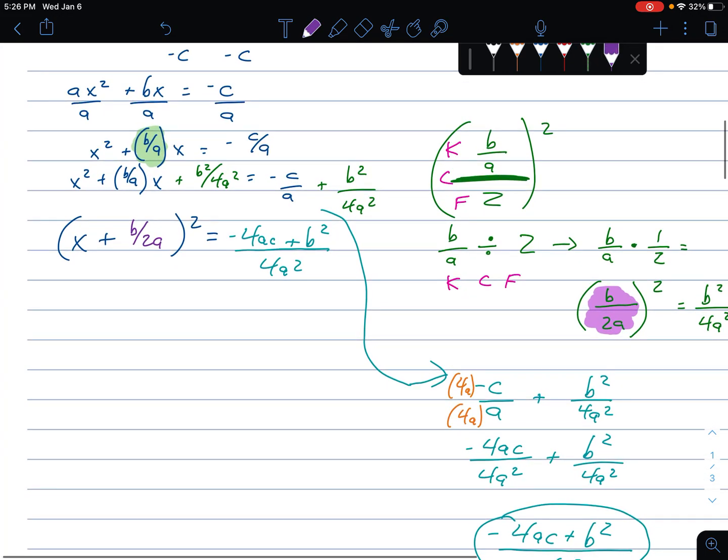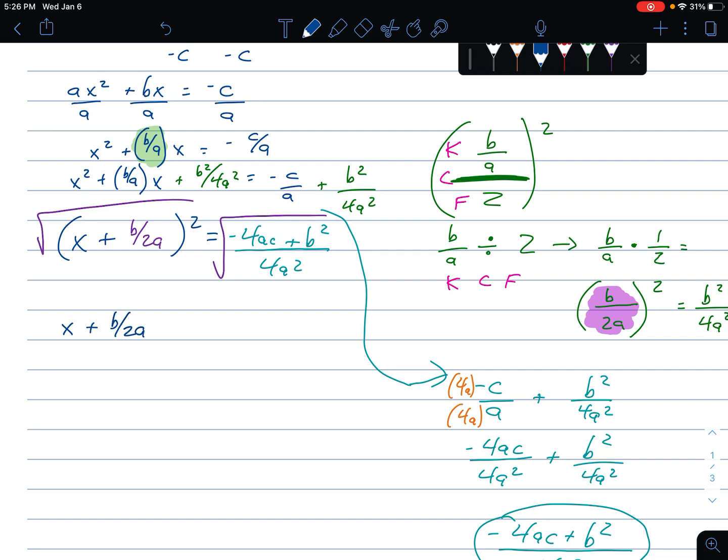Okay, now we do our regular steps from here. You're square rooting both sides, and you're wondering how this is going to come out nicely. Here's my x plus B over 2A. Square rooted both sides, so the square root and the squared cancel. Equal to, now we know when I have a square root and a fraction, I can split it up on top and bottom. Will that help me? I don't know. Here's my square root of negative 4AC plus B squared over the square root of 4A squared.